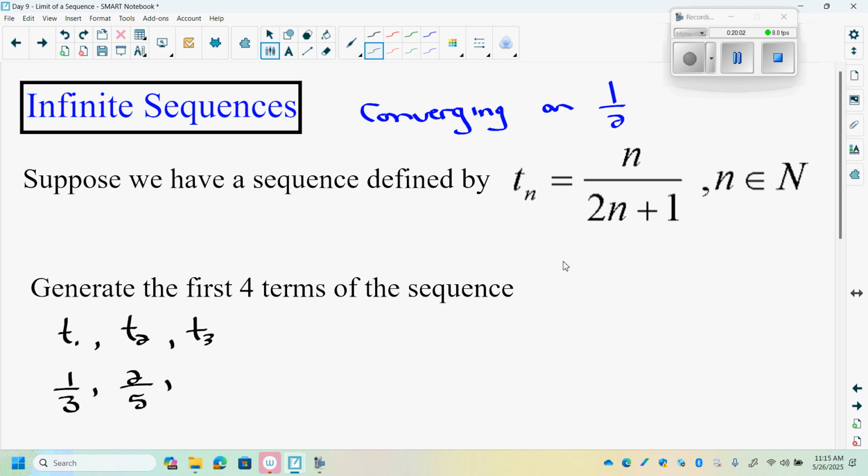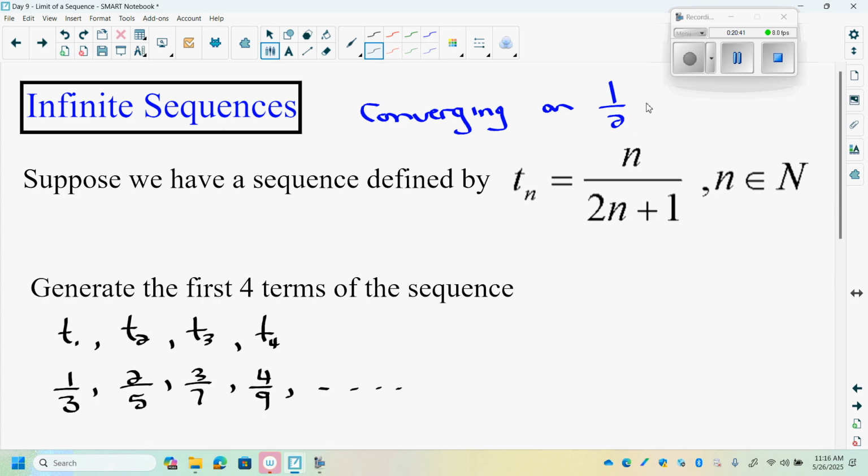Term 3, 3 over 7. Term 4. 4 over what? 4 over 9. And it's going to keep going. Now, does anyone know what the limit as n approaches infinity of this would be? Think about the opening example. What would it be? Not 1. What's it say it's converging on? Yeah, converging on 0.5 or 1 over 2.